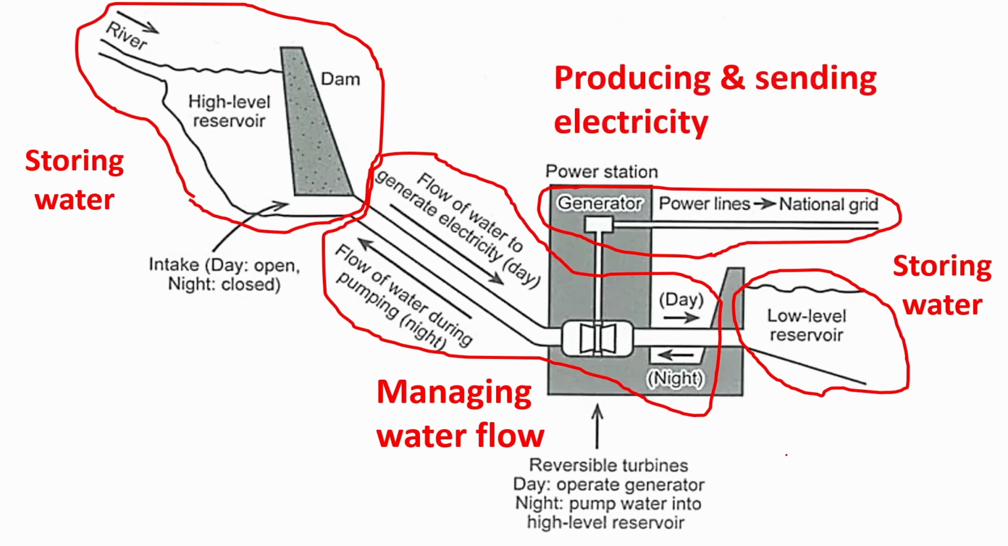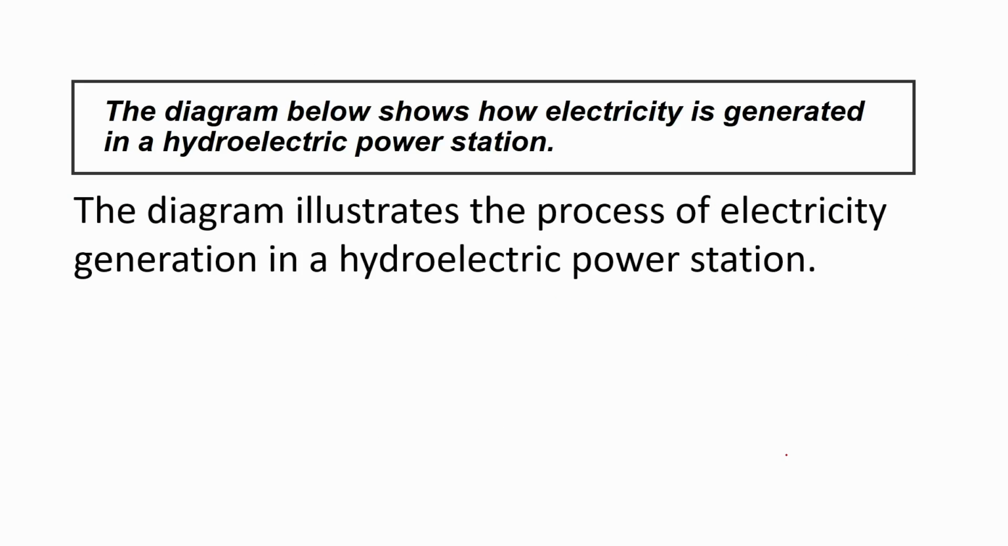Now it's time to write. As usual, we start with the paraphrase. The diagram illustrates the process of electricity generation in a hydroelectric power station. So I deleted below because there is nothing below my writing. I changed shows to illustrates. And instead of how electricity is generated, I wrote the process of electricity generation. So I changed the part of speech. Generated as a verb turned into generation, a noun.